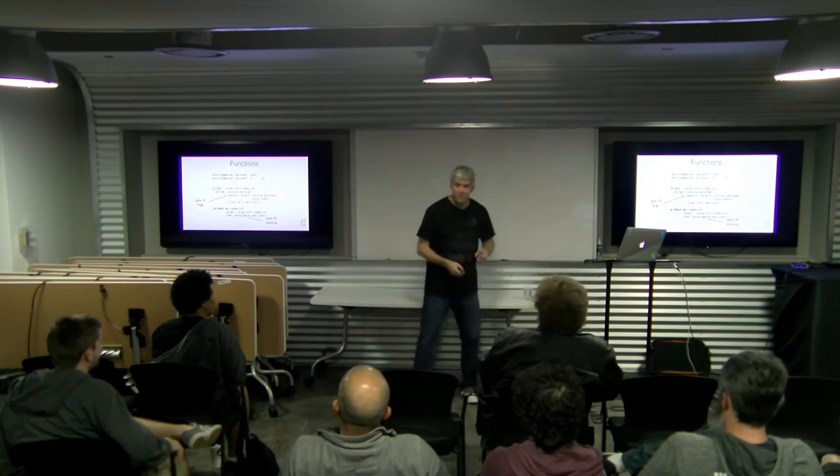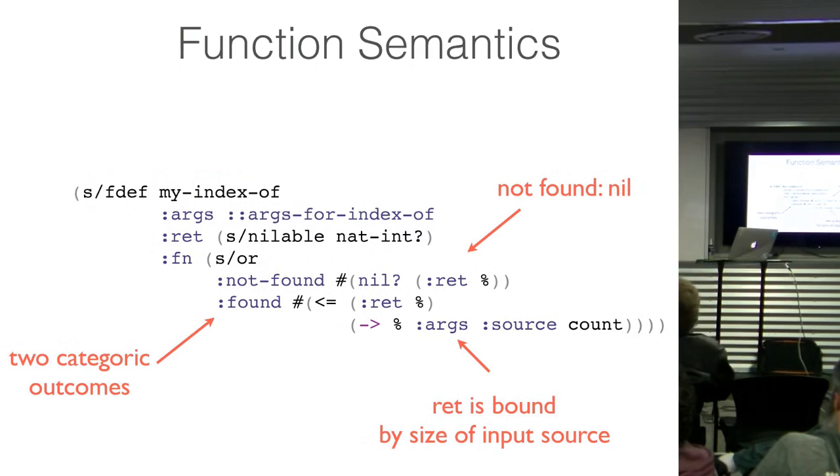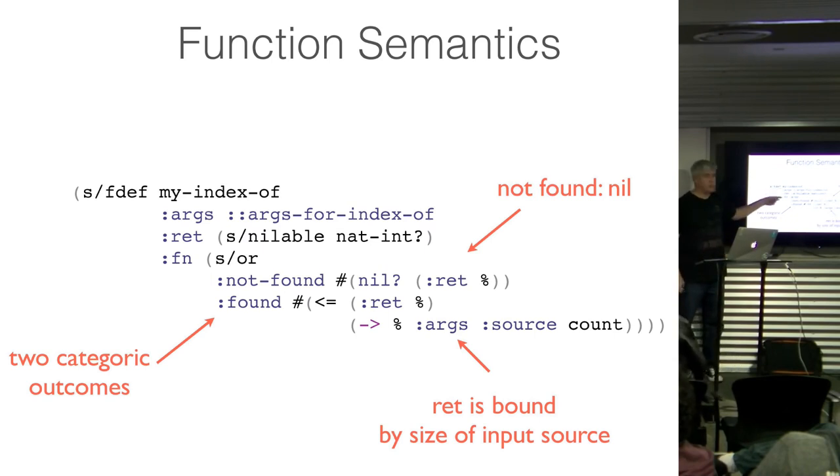Now, here's where the crazy happens. Specs for functions allow you to spec not just the arguments and the return value, but the semantics of the function. The semantics of a function are predicates that cover the args and the return value. You put them under a key called fun for function semantics, and this says, well, a myindex of can either succeed or fail, which I'm allowed to give names. So OR forms allow you to give names to things.